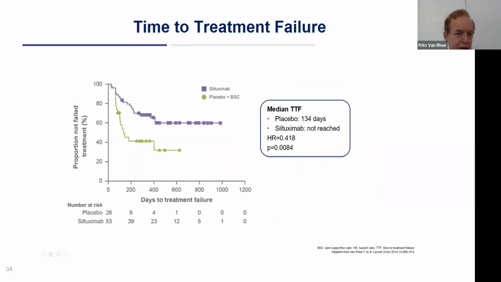Time to treatment failure was also superior in the siltuximab-treated patients here in purple. And the time to treatment failure was in fact not reached. And it was only 134 days in patients receiving placebo. And in fact, some of these patients did get prednisone.